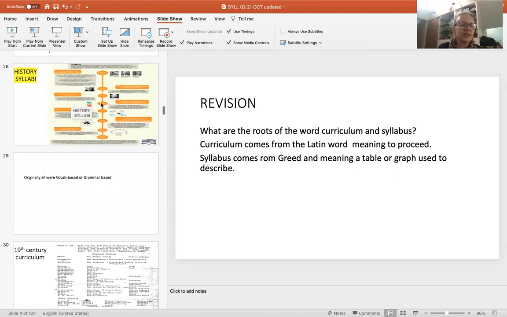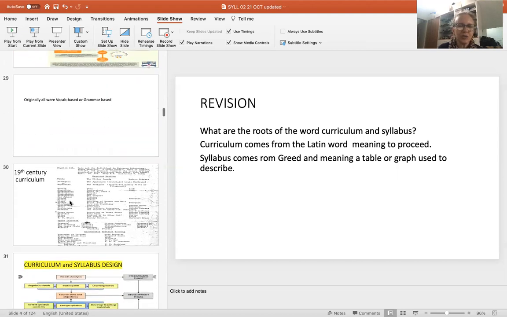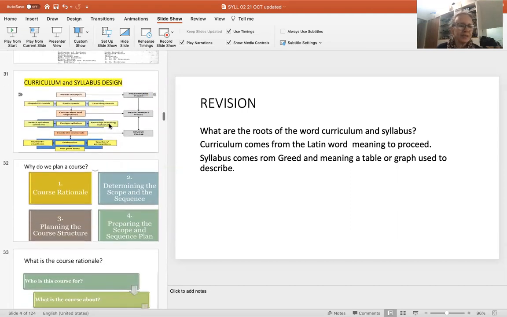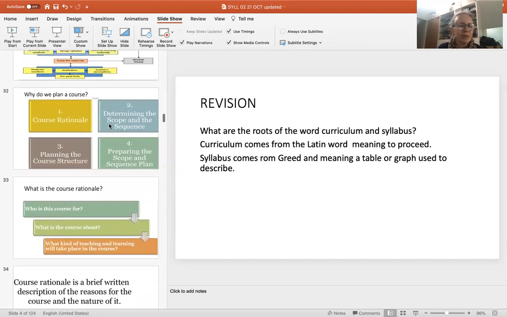We looked at the history of syllabus or syllabi, meaning a lot of them were vocab and grammar based, now they're more functional or notional based. We looked at an old curriculum document based on a lot of translating of what was perceived to be sophisticated documents and famous people.